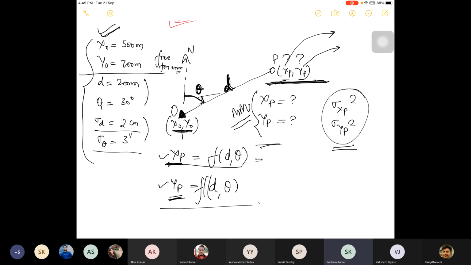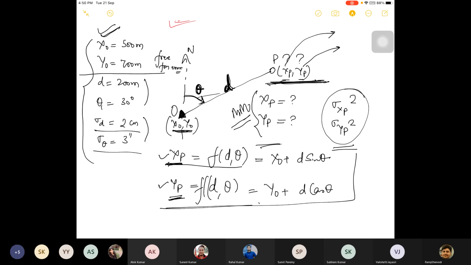Sir, XP equal to X naught plus d sin theta, sir, we can write. Good, that is correct. And YP is equal to Y naught plus d cos theta. See? Very good. Right. Very clearly you have explained it. It's very simple. Now you know x naught and y naught. Moving ahead to any point, you need these two in vector.